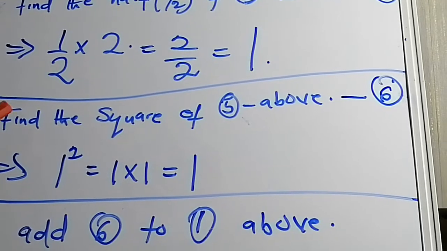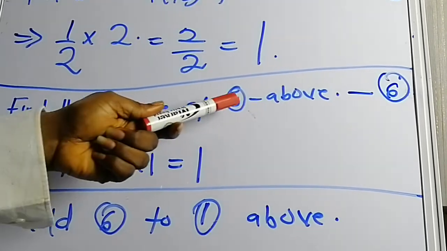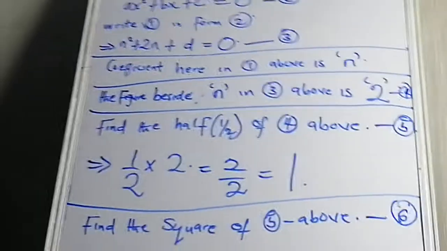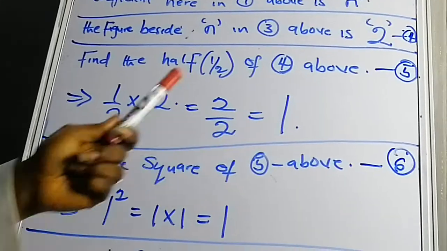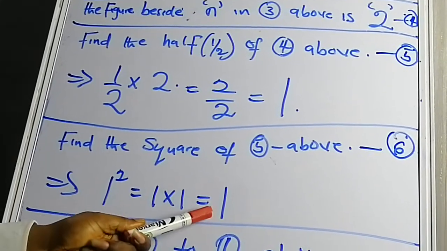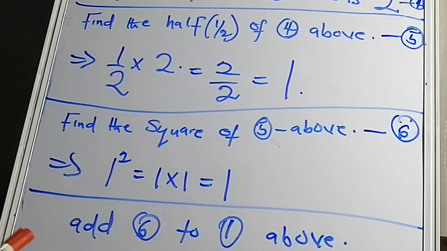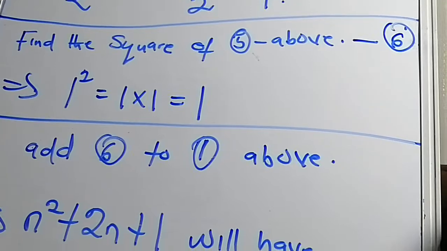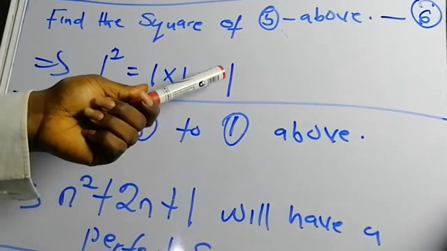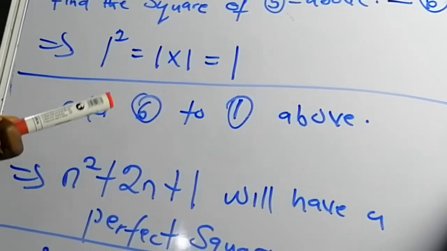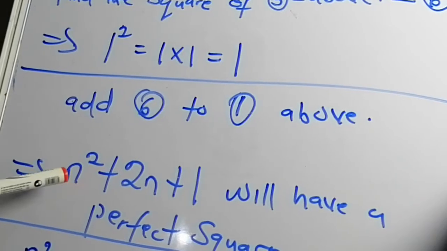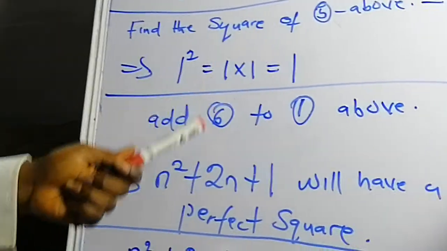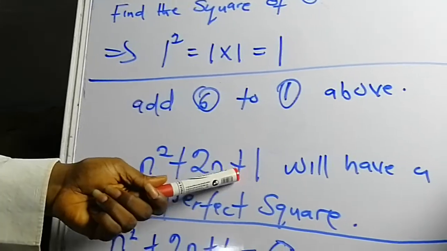1. Okay? From this now, find the square of 5 above. This is equation 5, so 1 squared. What's the answer I got in 5? It is 1. So I'm finding the square. 1 times 1 is what? 1. Very simple. Then add 6, and I named this one as equation 6. Add 6 to 1 above. Since the answer is 1, plus 1 is here, but we don't usually put it, so it's still plus 1. Had it been minus 1, I would have put minus 1, but in this case it's plus 1. So that's why I put n squared plus 2n plus 1.